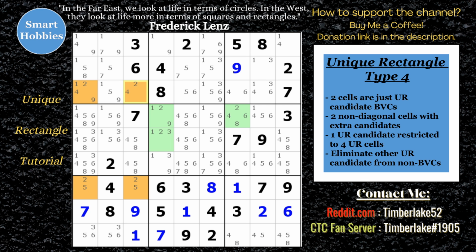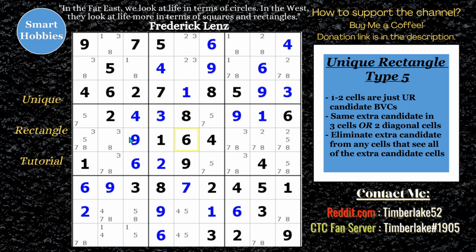So let's move on to our next puzzle. Okay, for our next example, we're looking at a unique rectangle 5. All right, I did not have any examples where I had solved a puzzle with unique rectangle 5. They are not very common. And so I had to generate a puzzle to show and highlight this particular technique.